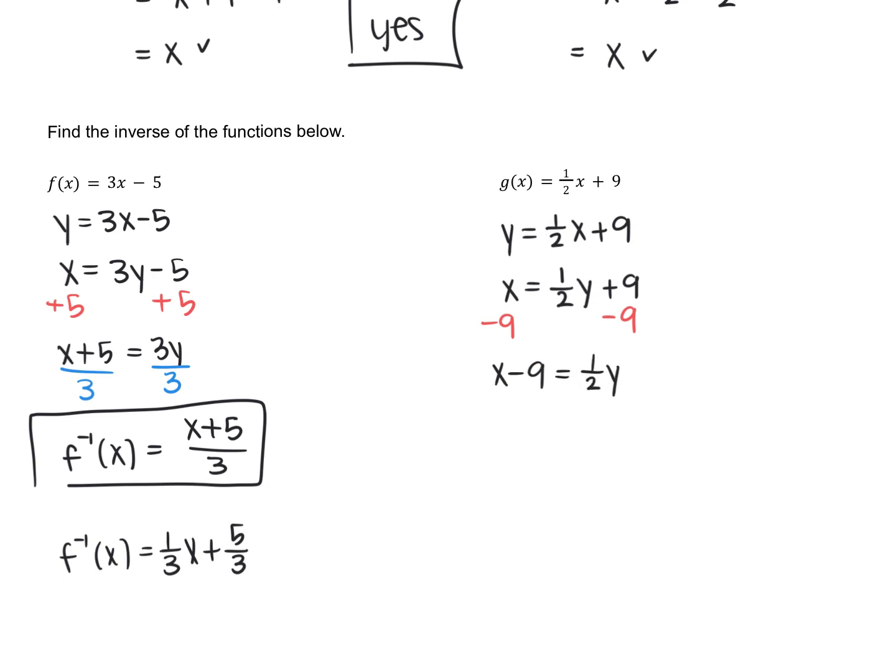And in order to get rid of that 1/2, I'm not going to divide both sides by 1/2 because dividing by a fraction is not fun. But what I can do is multiply both sides by 2. So then we have g inverse of x equals, and we do want to distribute that 2 into the parentheses, which gives us 2x minus 18.